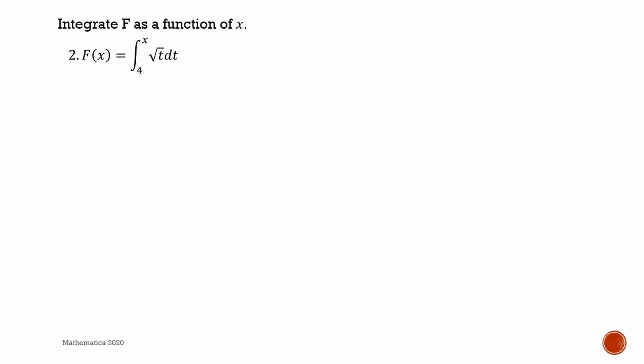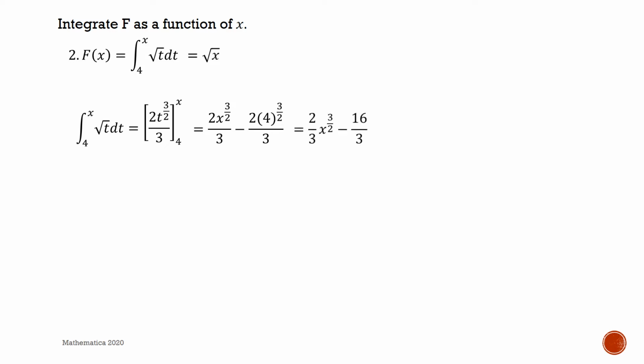Integrate f as a function of x means use the second fundamental theorem of calculus. And what we've learned previously, we have the square root of t, so therefore my answer should really be simply the square root of x. Done. There's my answer. I used the second fundamental theorem of calculus, and that's what it works out to be. However, let's do it the long way. So once again, I'm going to find the antiderivative of square root of t, which is simply 2 times t to the 3 over 2 over 3, evaluated from 4 to x. Once again, f of b minus f of a, evaluate, and simplify.